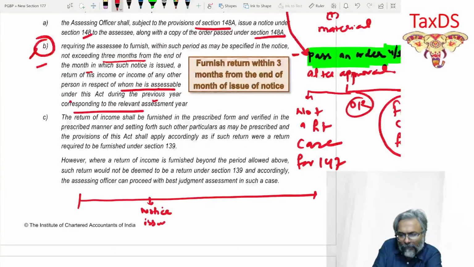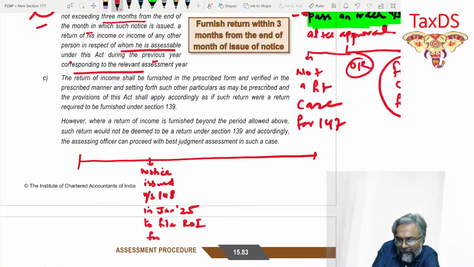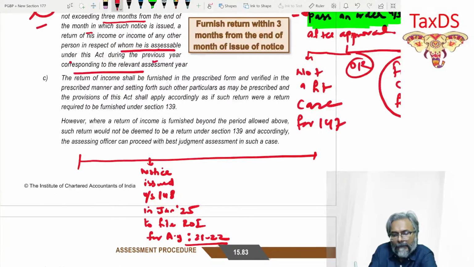Notice is issued under section 148 in Jan 25. Okay. Notice is issued in Jan 25, okay, to file ROI for AY 21-22. Now you tell me by when the return has to be filed.